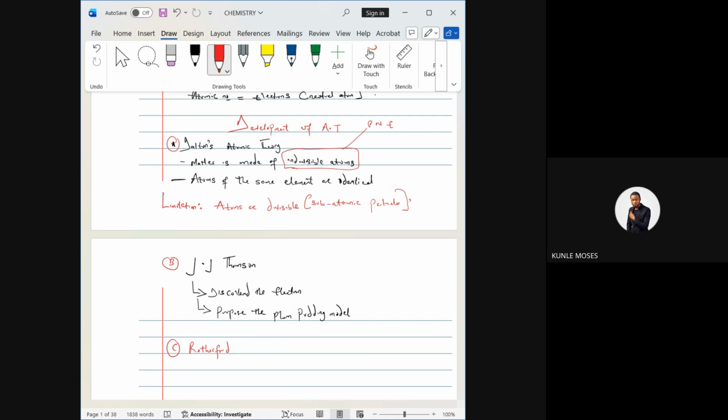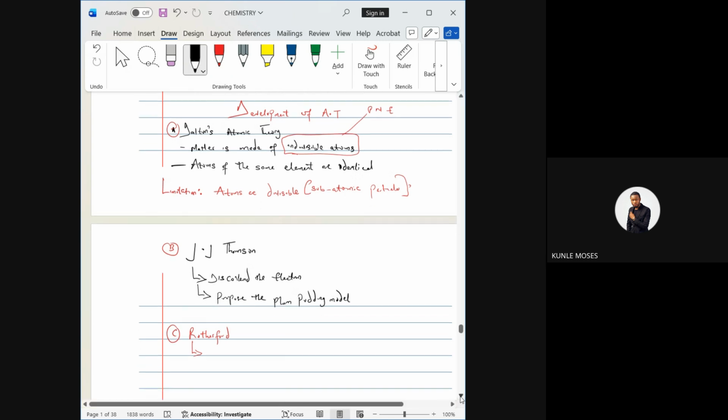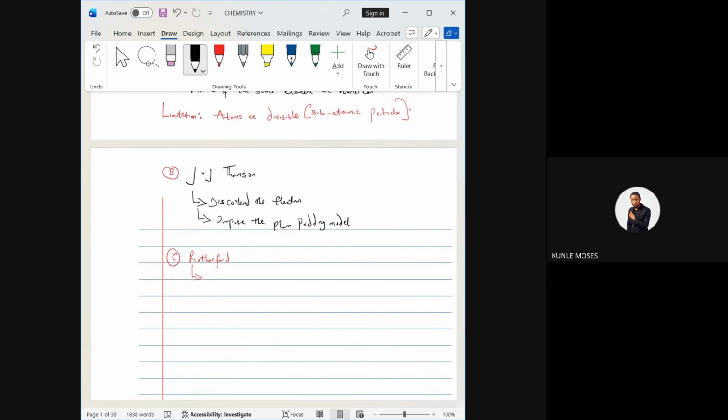Rutherford discovered the nucleus. Hope you are writing. We will start question and answer. We should start. Discover the neutron.